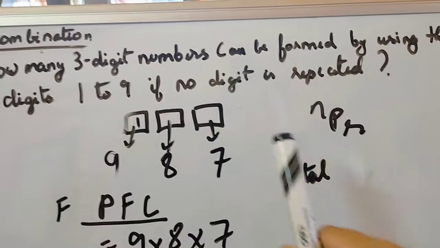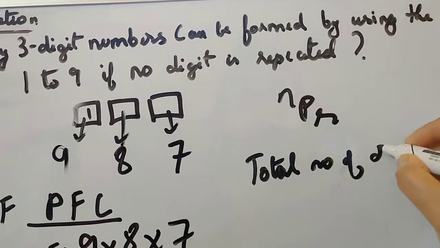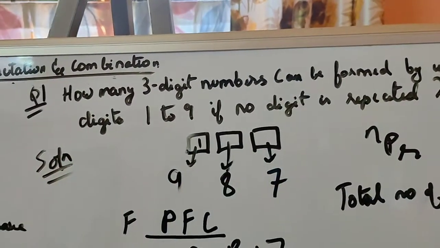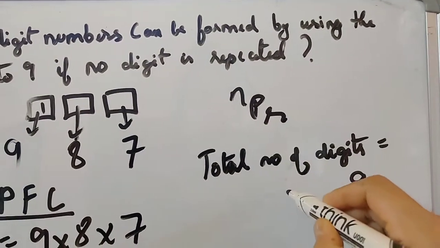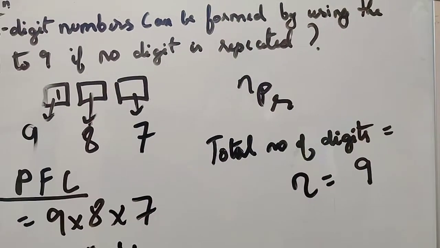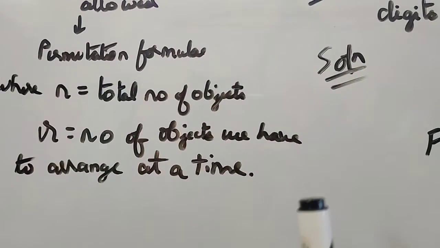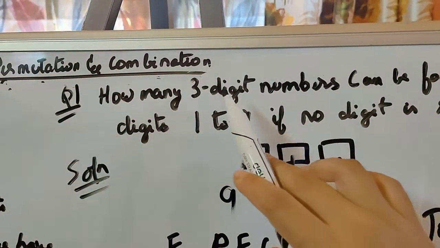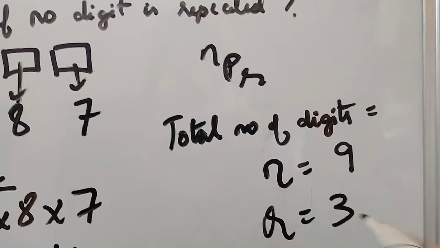Here objects means the digits provided, the total number of digits. It ranges from 1 to 9, that means you have 9 digits. This becomes your n, so n is equal to 9. Now r is the number of objects we have to arrange at a time. We have to arrange a 3-digit number, so in this case r will be 3.